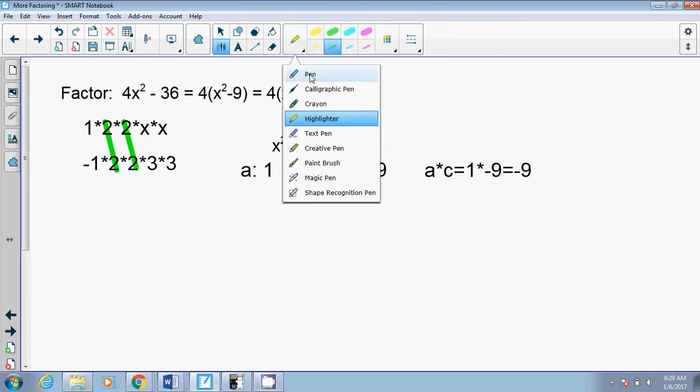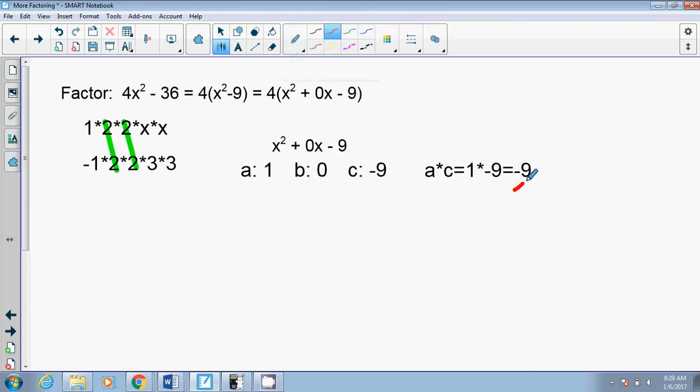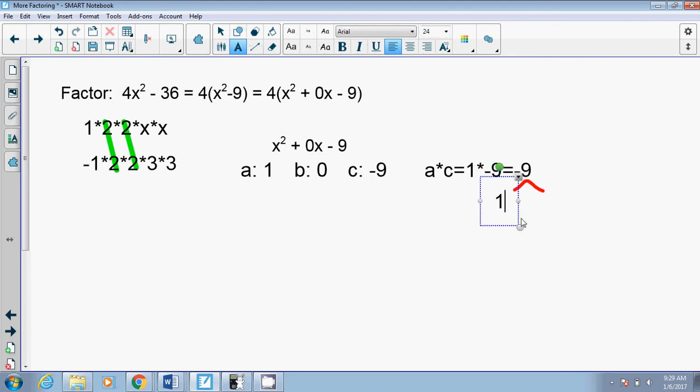And then from there, I need to list every set of two numbers that multiply to negative 9. We're multiplying to negative 9. Pay close attention to that. So if I have 1, I have to multiply it by negative 9 to get to negative 9. But don't forget I also have negative 1 times 9, which is negative 9.